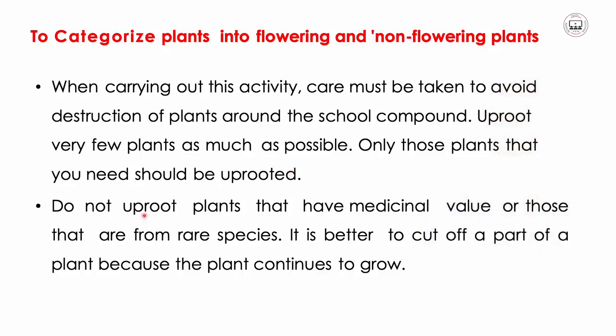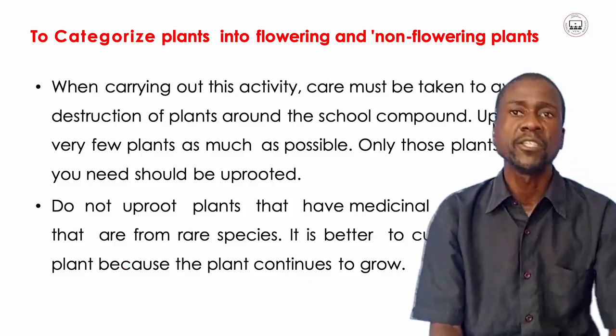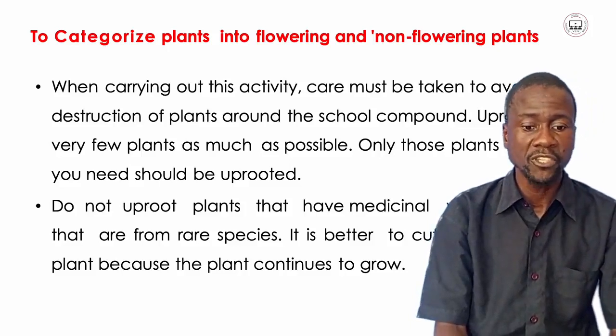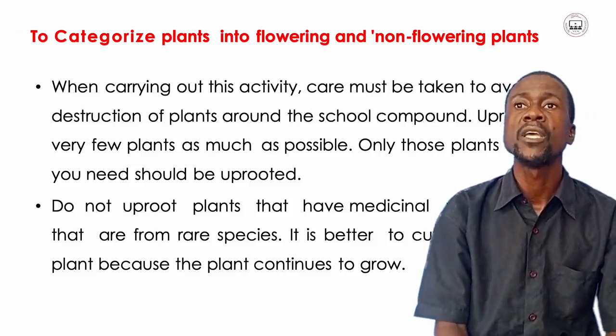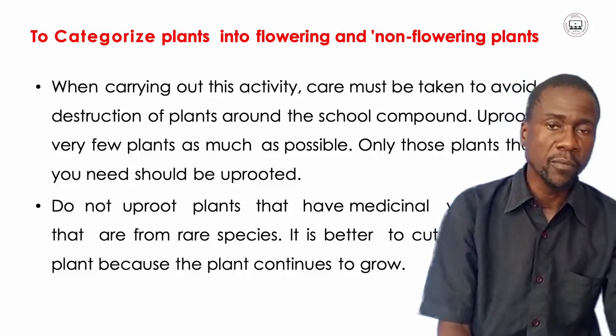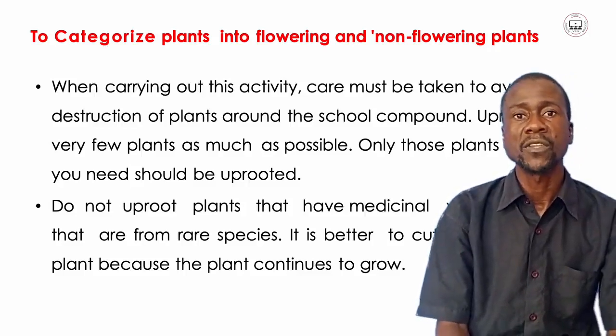And again, do not uproot plants that have medical value, or those that are from rare species. It is better to cut off a part of the plant because the plant continues to grow. Some plants are very essential; they help in medications. And there are some plants which are rare. They are not common, so it is important to spare those species for the sake of their scarcity.